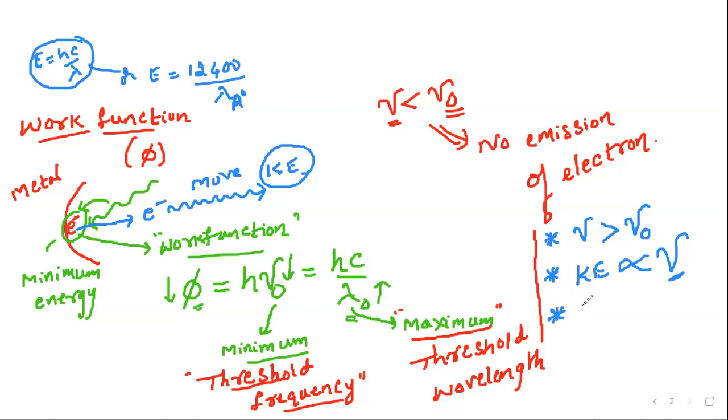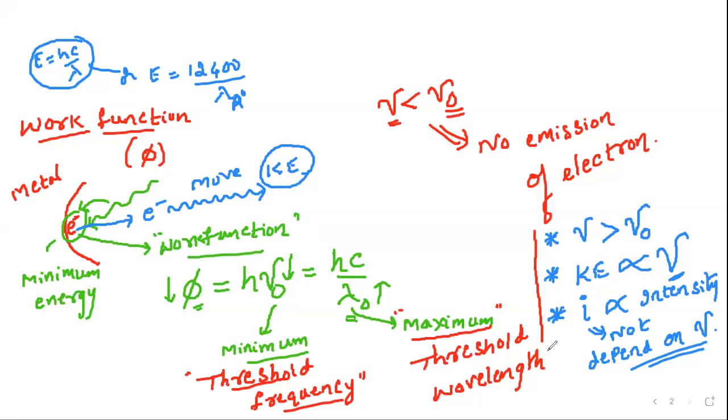The another thing, whatever the photoelectric current is there, that photoelectric current is directly proportional to the intensity. But please remember, this photoelectric current does not depend on frequency. Please remember this. Photoelectric current is directly proportional to intensity. Kinetic energy is directly proportional to frequency.